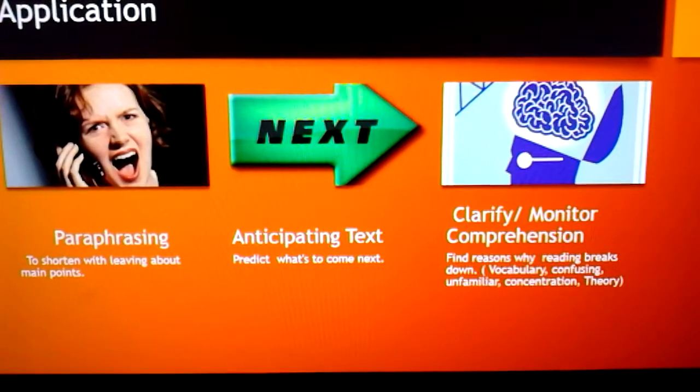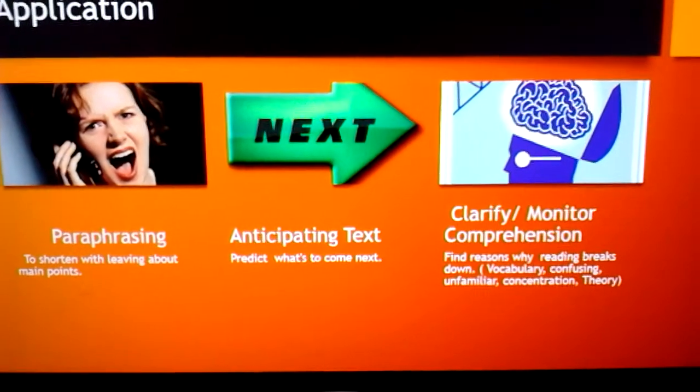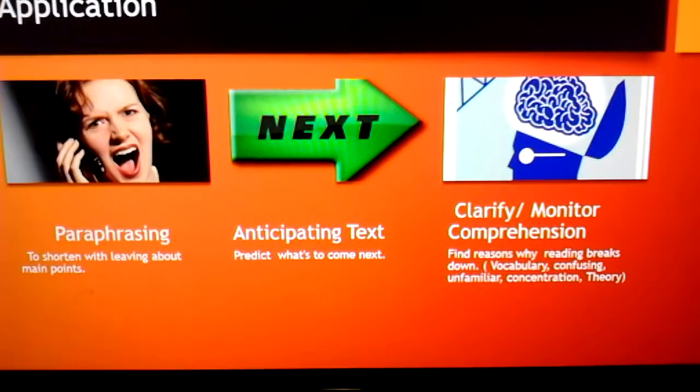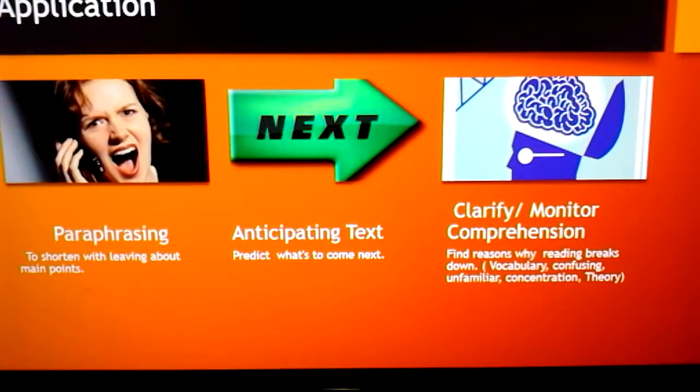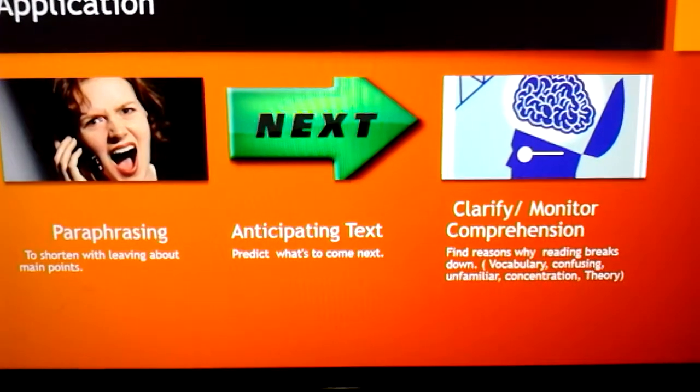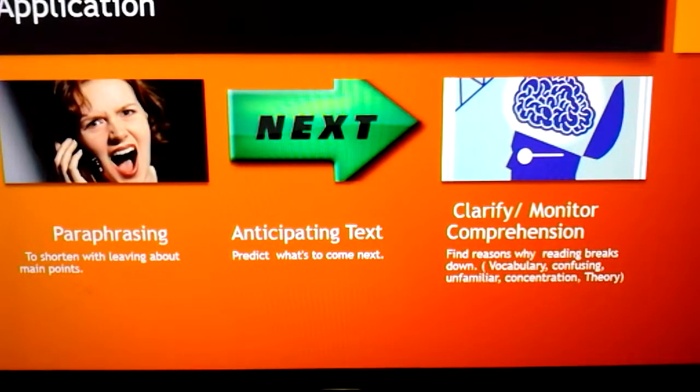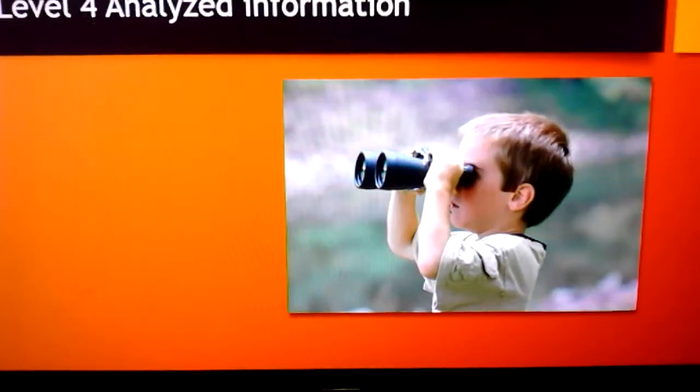Now, theory is another good one. This is going over the theory there. It's unfamiliar. It's not about people. It's just theories. With that, you can definitely activate prior knowledge as well.